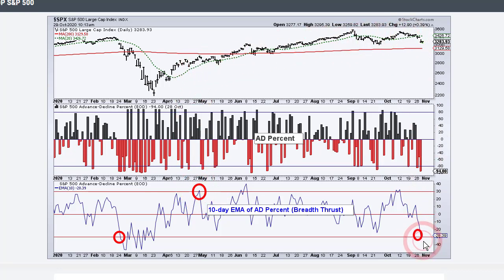Now you can see we've had a lot of selling pressure, but we have yet to move below minus 30% and trigger a bearish breadth thrust. So right now, I find this very disconcerting that we've had 3 minus 80% down days in AD percent, but I don't have that bearish breadth thrust signal with a move below minus 30%.